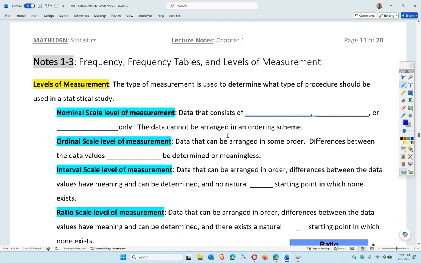This is Stats, Chapter 1, Section 3. Okay, levels of measure, basically. So this is really important as you go into stats, because you have to figure out what tests to do based on the data that you have. So the question is, what data do you have, right?